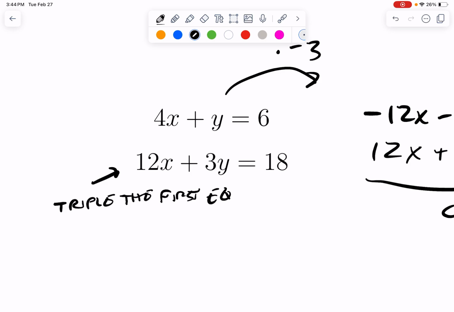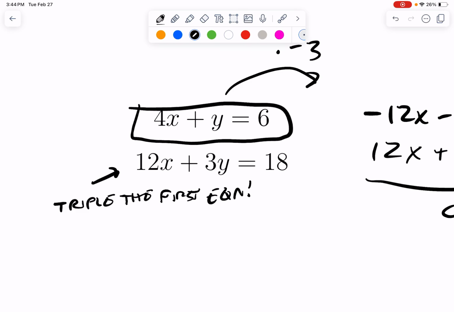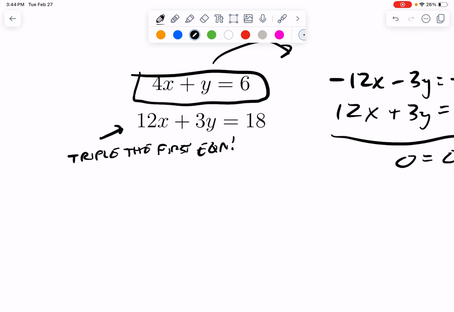And if you notice, the second equation is really just triple the first equation. The second equation doesn't give us any new information. If I already know that 4x plus y is equal to 6, then I could have deduced that 12x plus 3y is equal to 18. So we don't really have 2 pieces of information here, we just have 1. If you graphed this, you'd draw the same line twice.